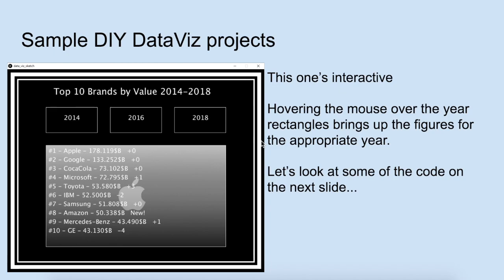This DataViz project is actually interactive, so it's basically a step up in complexity from the static infographics you saw in the earlier slides. In this case, hovering the mouse over the year rectangles, 2014, 2016, 2018, brings up the sales figures for the appropriate year.